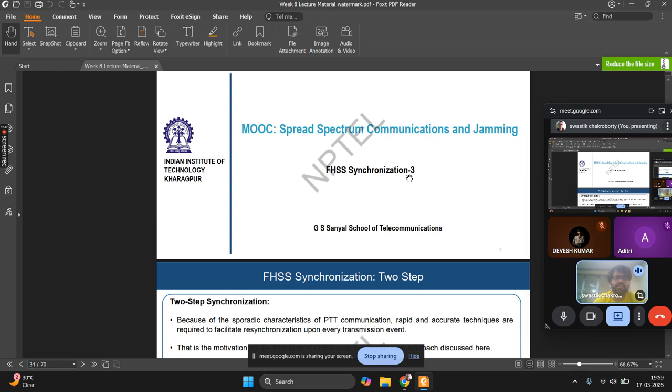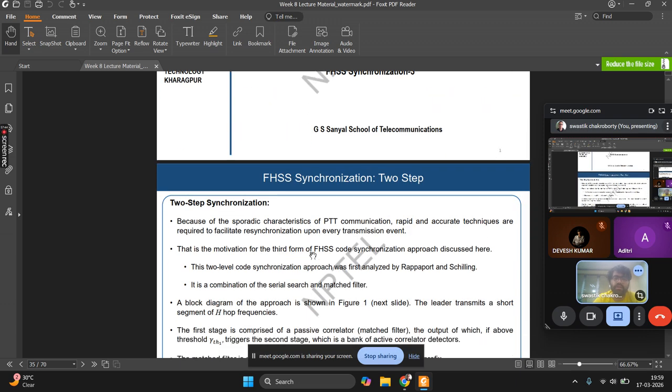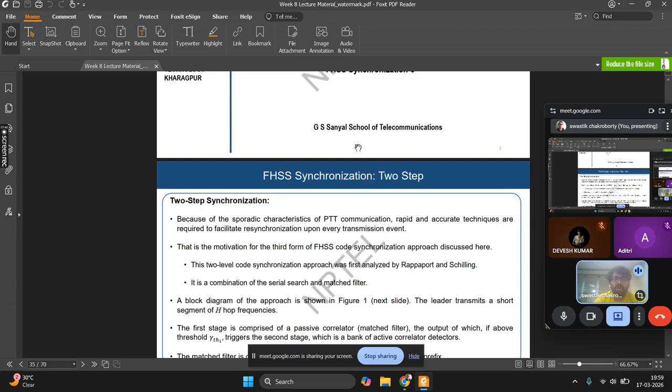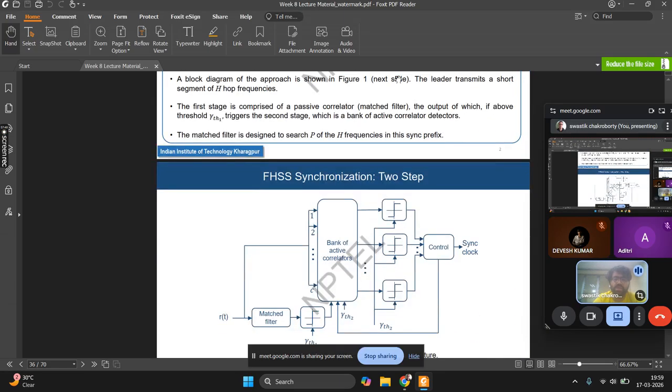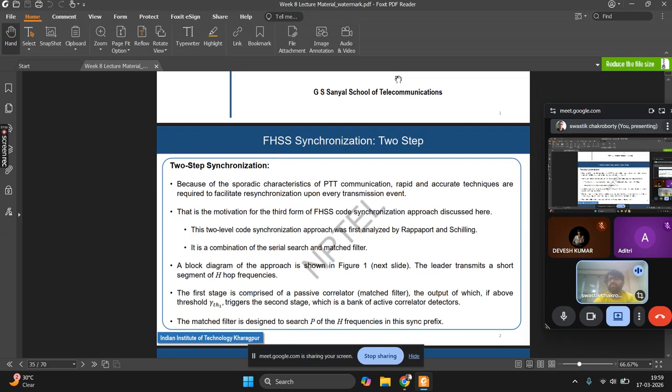Next is FHSS synchronization 3. So next is the third correlator, that is called a two-step synchronization. Because of the sporadic characteristics of PTT communication, rapid and accurate techniques are required to facilitate resynchronization. So every time you are transmitting, you will need resynchronization.